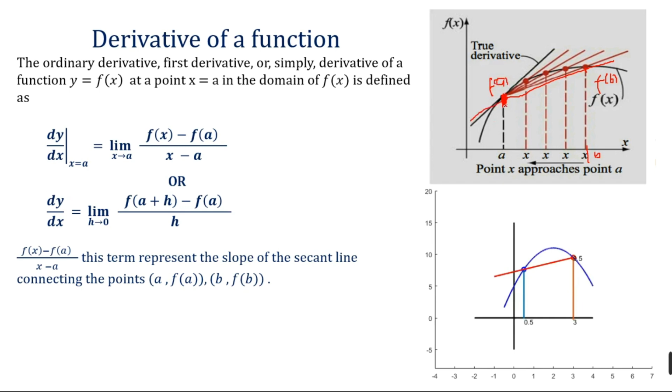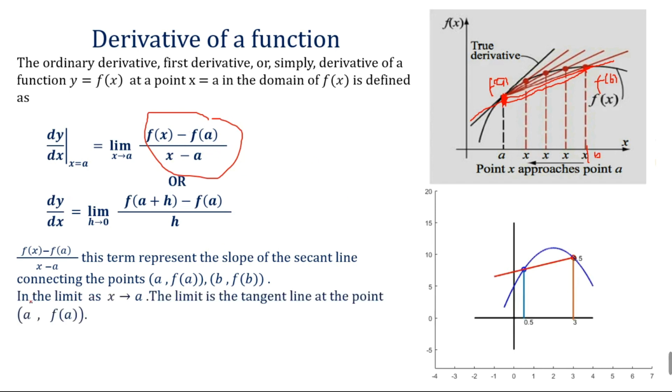The line that connects these 2 points is a secant line, and here we have the slope of the secant line. Next, in the limit as x approaches a, or b approaches a, the limit is the tangent line at the point a, f of a, and this secant line becomes the tangent line at this point. This is the tangent line at point a, f of a.